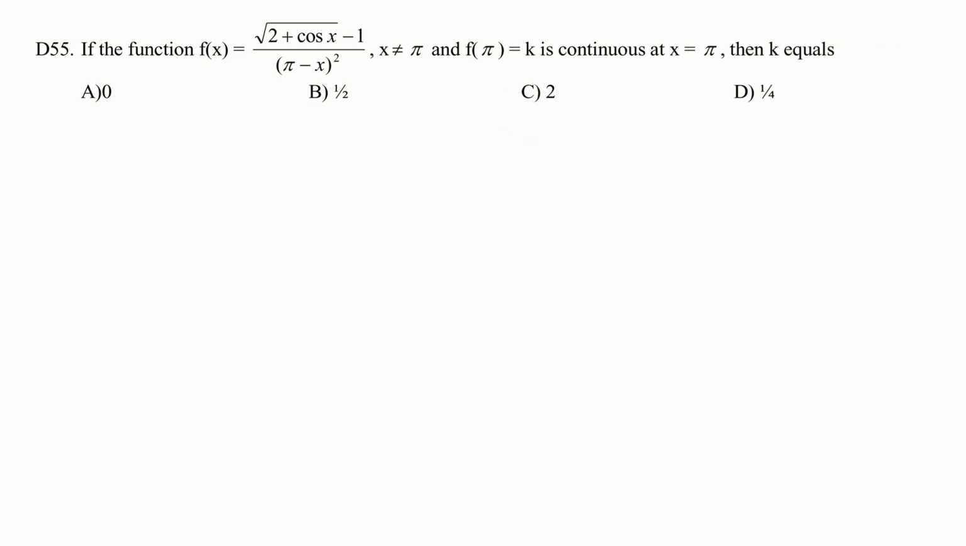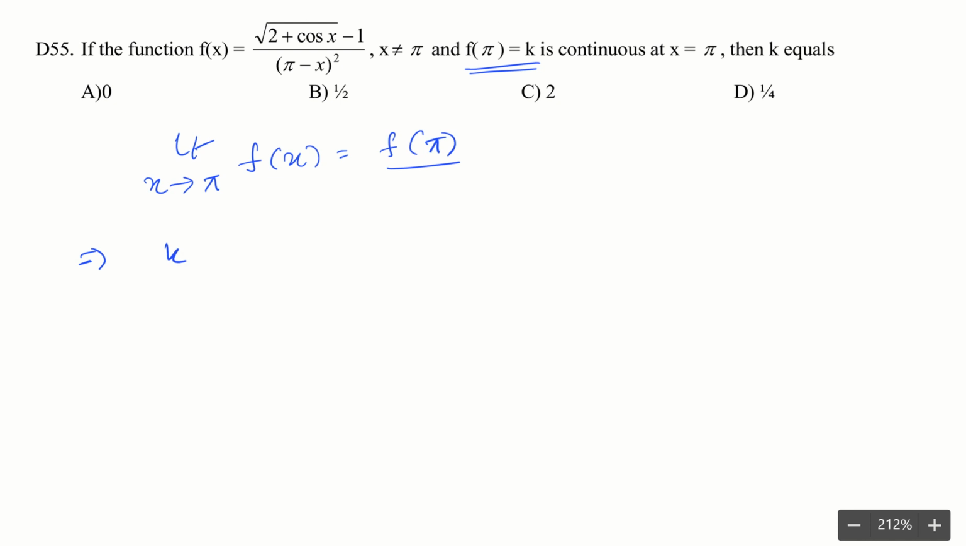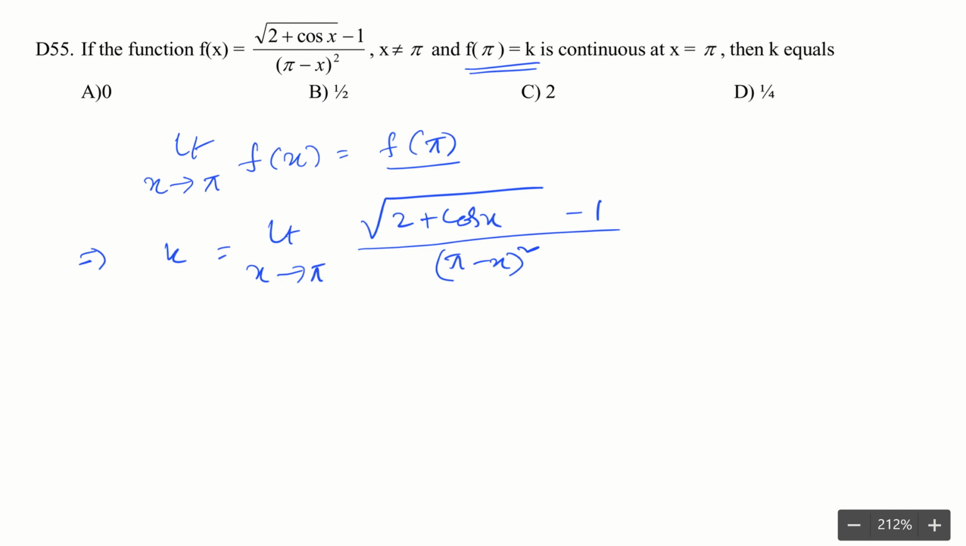In this problem, he gave this is k and he said it is continuous. That means we have limit x tends to pi of f of x is nothing but f of pi by the definition of continuity. Now f of pi is k, which is equal to limit x tends to pi of f of x, that is root of 2 plus cos x minus 1 by (pi minus x) whole square. Now we observe that it is 0 by 0 form, so I can apply L'Hopital's rule. I'll get limit x tends to pi, 1 by root x derivative, I am writing 1 by 2 root x.